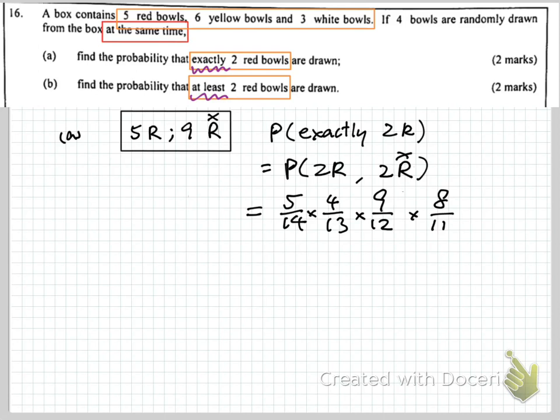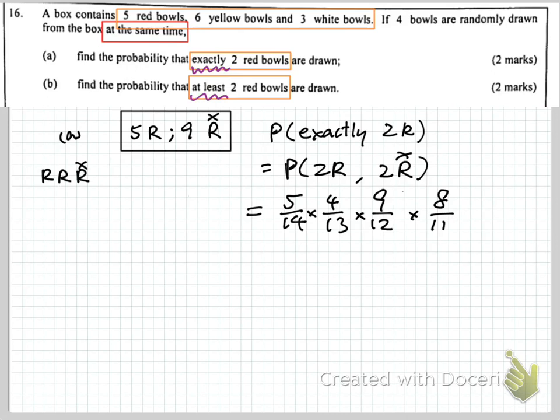Not quite, this is not quite the answer. What did I miss? Once again, I missed the blue number. This 2 red, 2 non-red branch is going to repeat itself. But how many times? Alright, think about it.